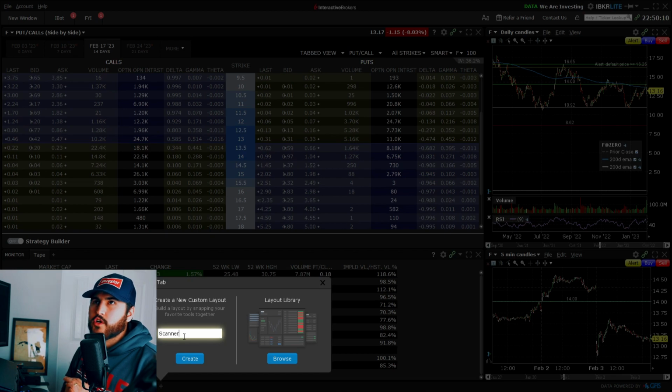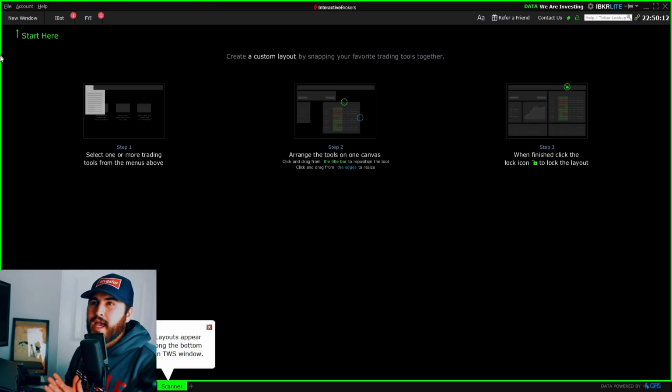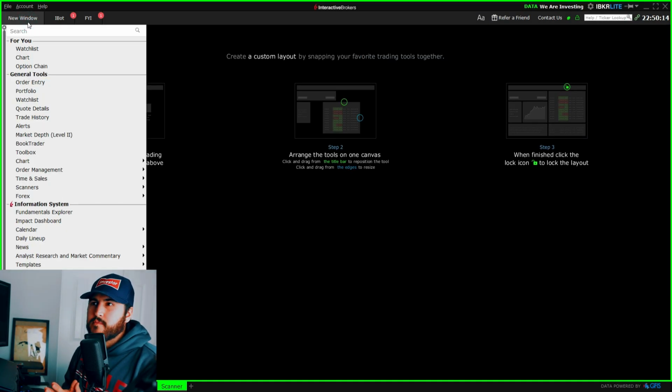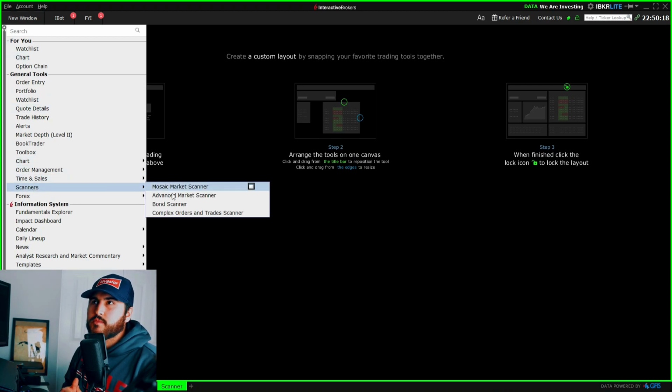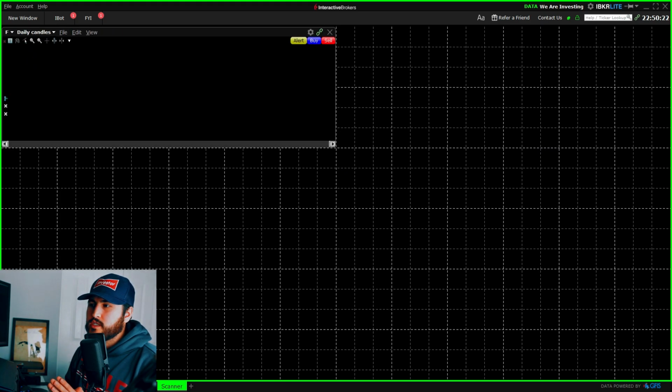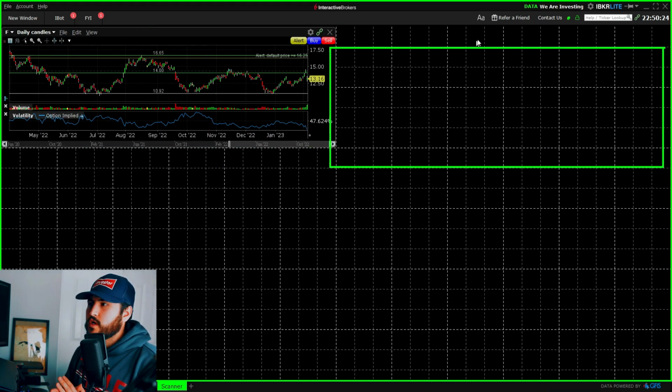And now we are going to create this. We are going to add a new window. Now in new windows, under the scanners tab, you have a couple options, but the first thing we're going to do is add a chart, and we'll bring this chart all the way over to the right. We're going to resize it.